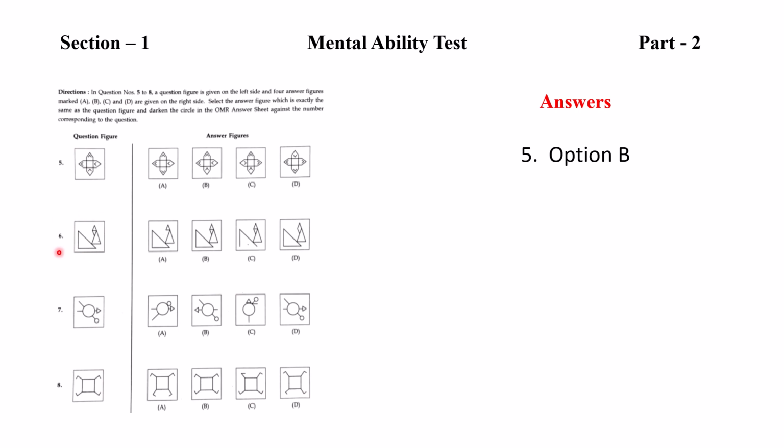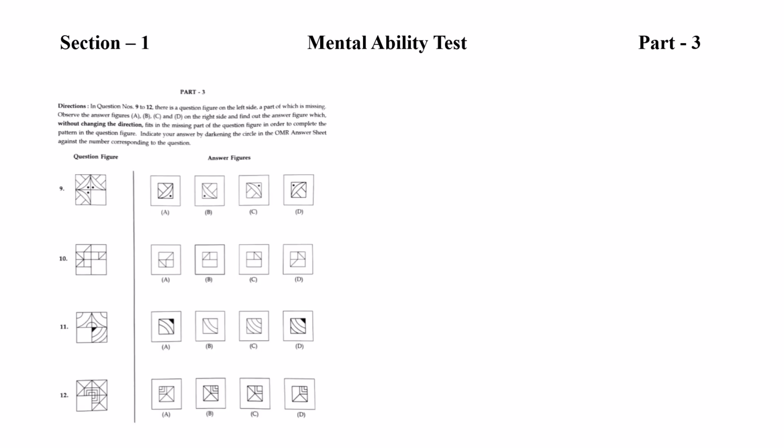Now, question number 6, we can see that option B rightly matches with given question. Therefore, correct answer for question number 6 would be again option B. Now coming to question number 7, this is clearly given that option D matches with question number 7. Therefore, correct answer for this would be option D. Now coming to 8th question, again we can see that there is a clear matching between option B and the given question. Therefore, correct answer for this question would be option B here.